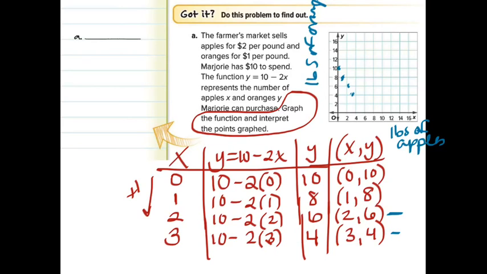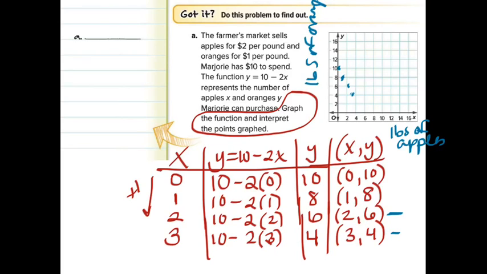So it says graph the function and interpret the points. Take a look at these points, and think about some observations you can make. Find a spot for your table, and where it says A right here is where I want you to interpret this graph. What we mean by interpret is make some observations. What do you notice about those points?